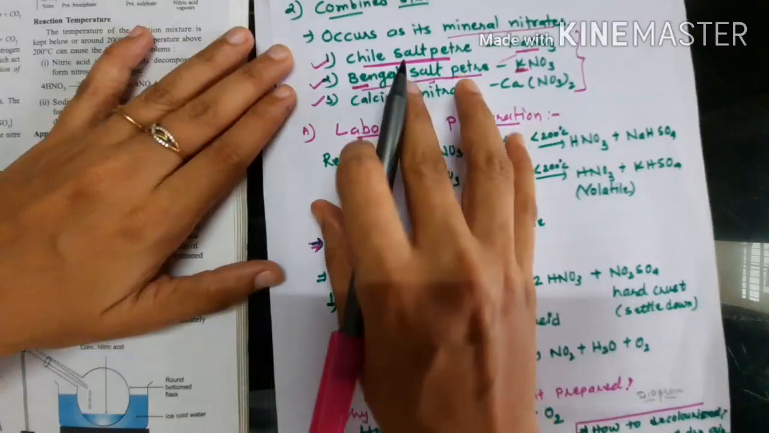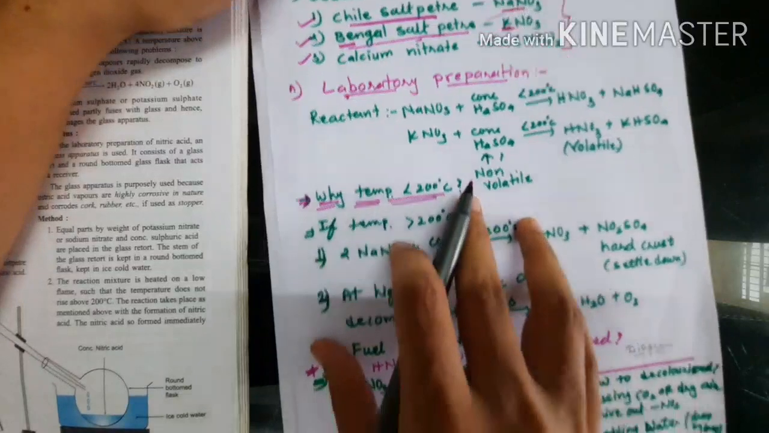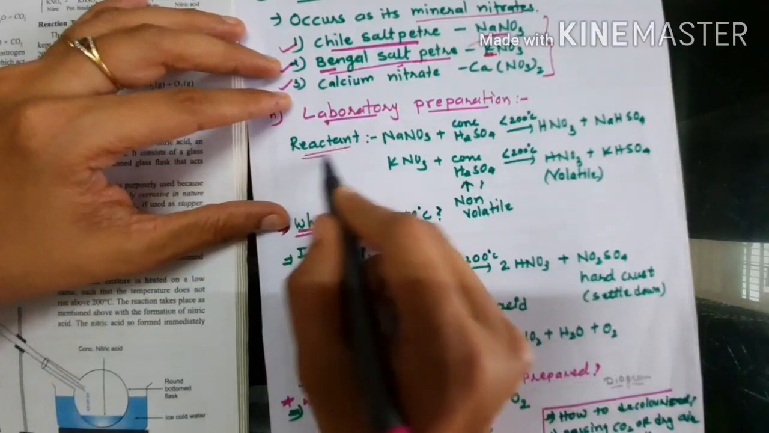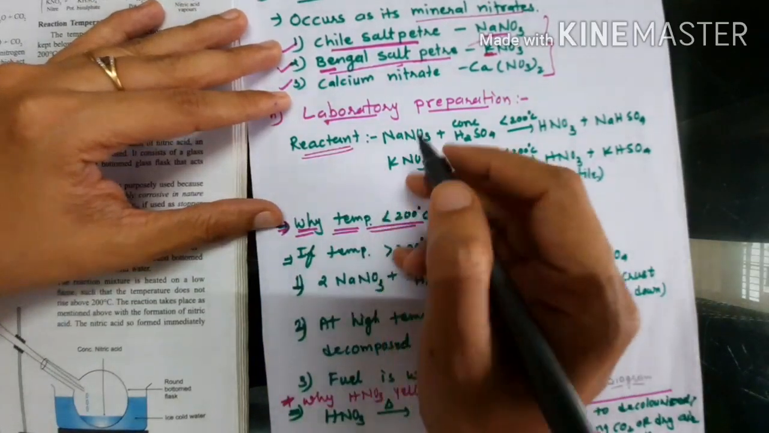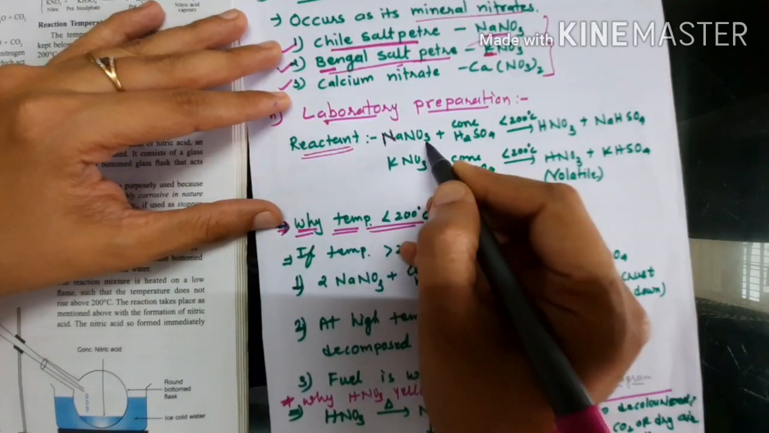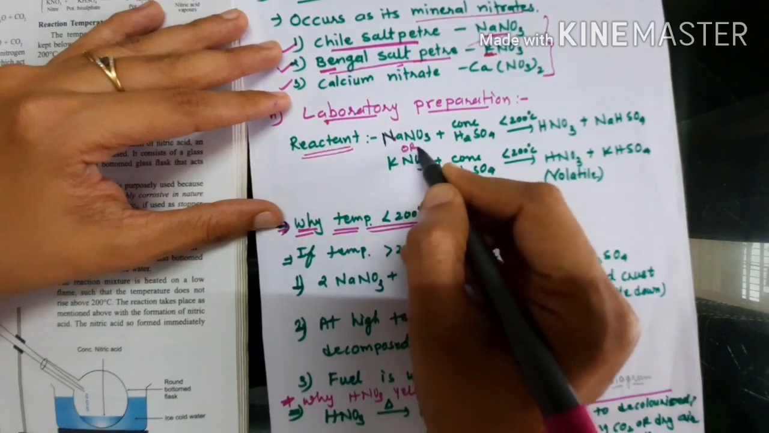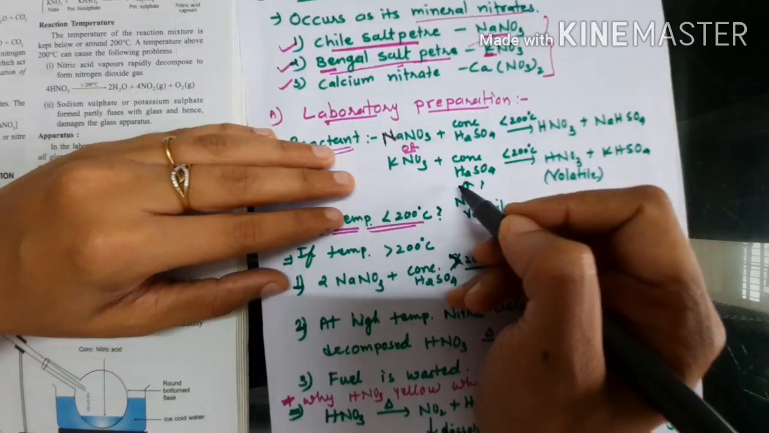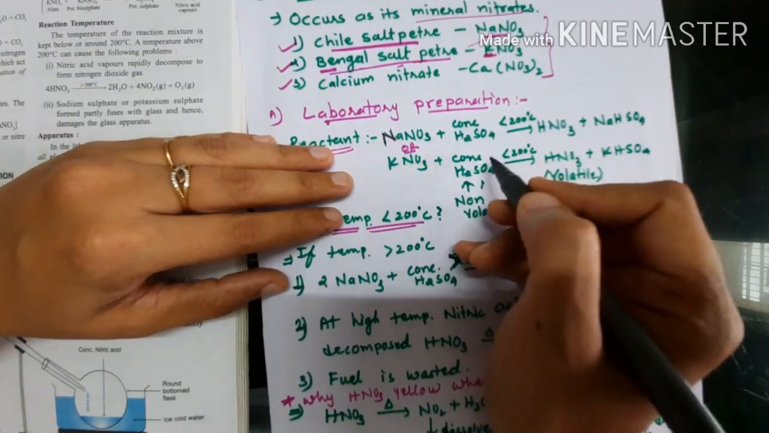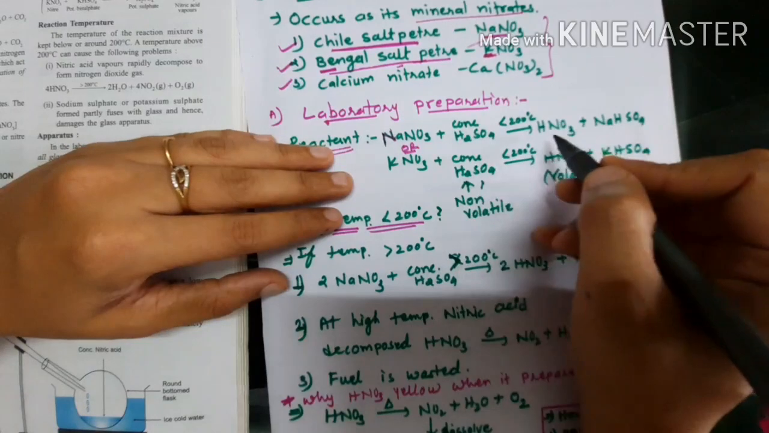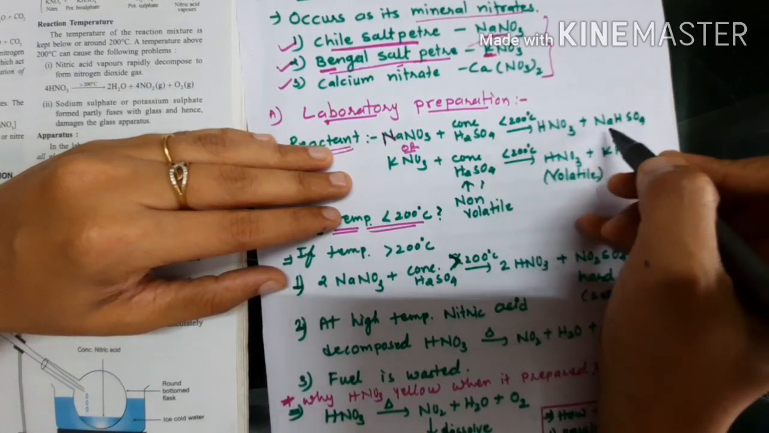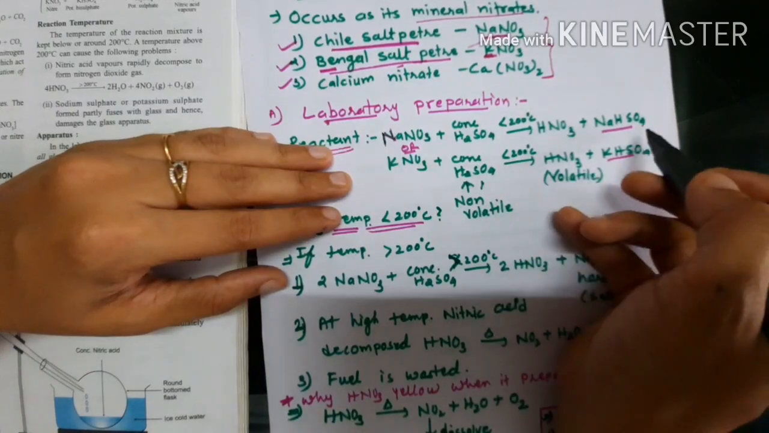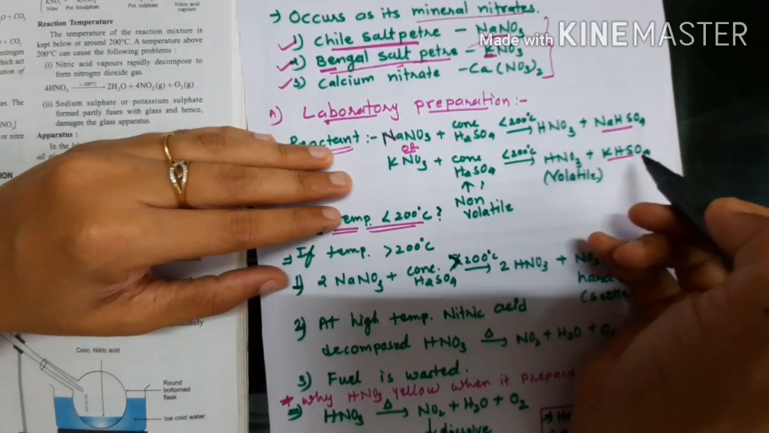Now the next is the laboratory preparation of nitric acid. Let's see the laboratory preparation. First, what reactants are required? The first is sodium nitrate or potassium nitrate; you can take either. It reacts with concentrated H2SO4 and converts into nitric acid and sodium bisulfate or potassium bisulfate, that is, sodium hydrogen sulfate or potassium hydrogen sulfate.